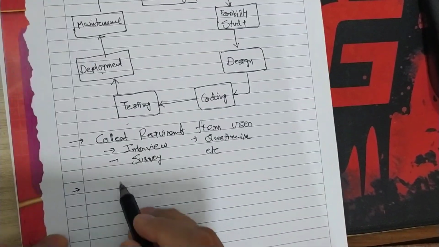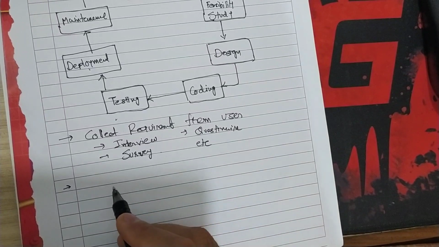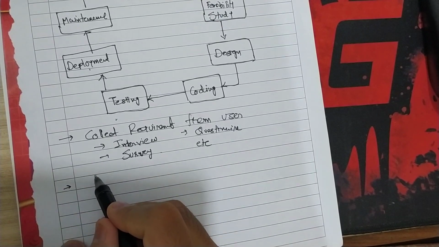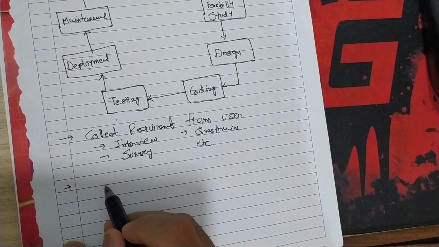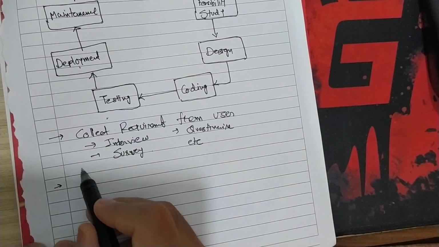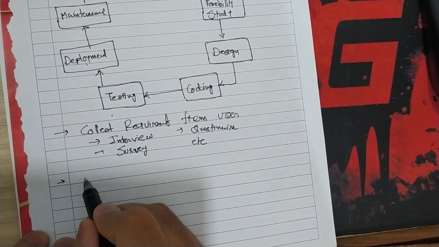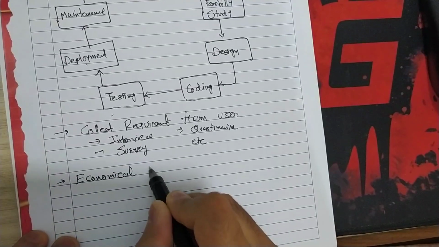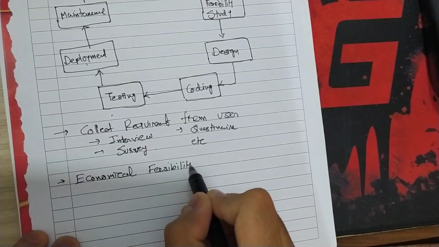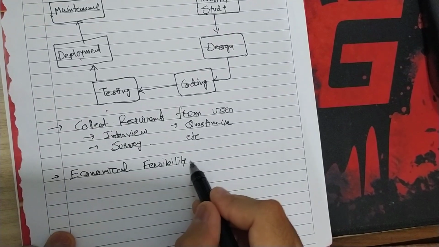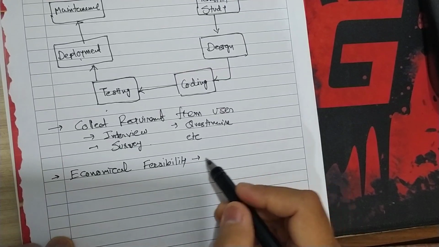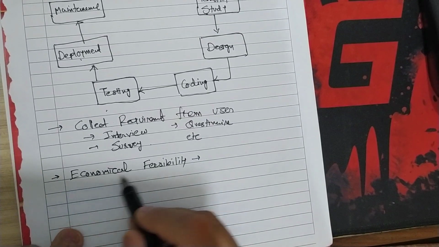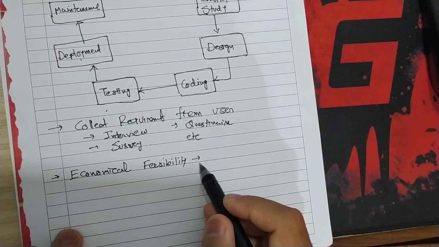In the feasibility study, what happens is it is checked whether the software is feasible or not. Feasible means whether it is possible to develop or not. There can be many types of feasibility study. First is economical feasibility. Economical feasibility means the software we are developing should be economically feasible or beneficial. If the software is not economically feasible, we should not develop it.